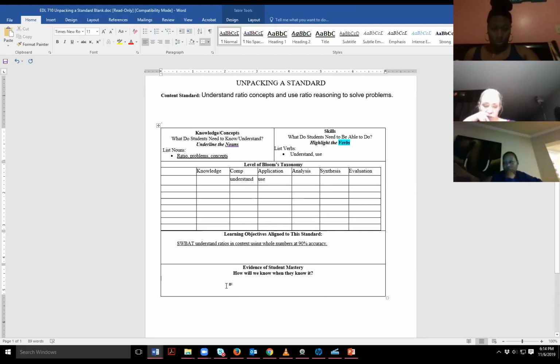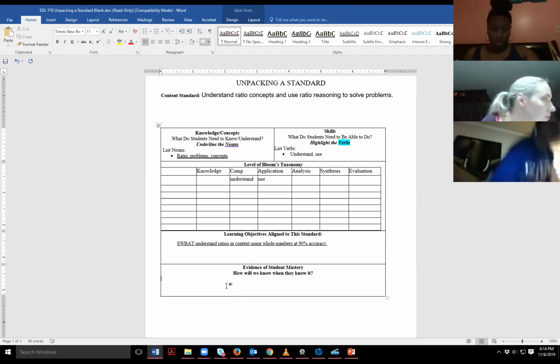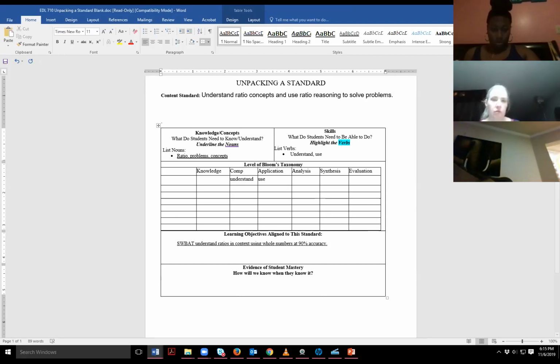Then the next part of this is, how do you know when they know it? Okay? So maybe you're going to do, students will be able to complete 5 ratio problems with whole numbers. How are you going to assess this? Okay? So that's what you're going to do on that particular part of this assignment.